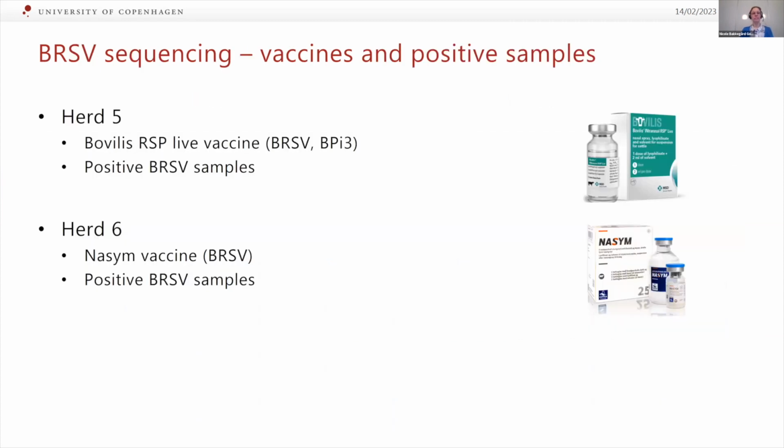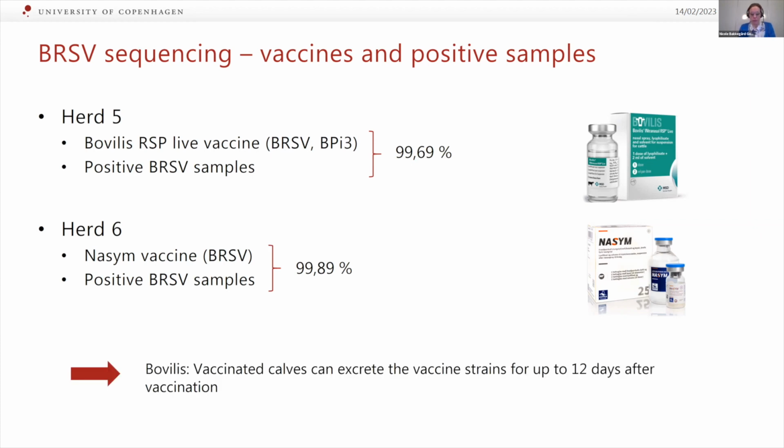And in herd number 5, they use a vaccine called Bovilis ASP live vaccine, while in herd 6 they use a vaccine called Nasym vaccine. But for both herds, we found that there was a high similarity between the vaccine strain and the strain we found in the positive samples. And the Bovilis company also claimed that vaccinated calves can excrete the vaccine strains for up to 12 days after vaccination. So it is a thing you have to be aware of when using these live modified vaccines.